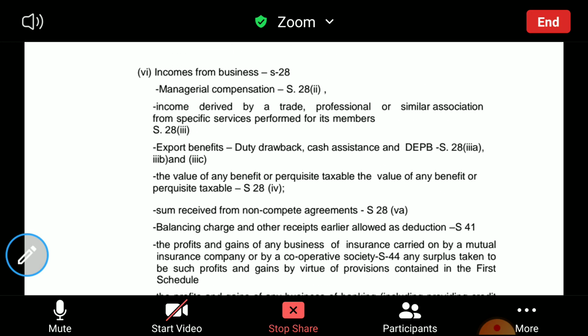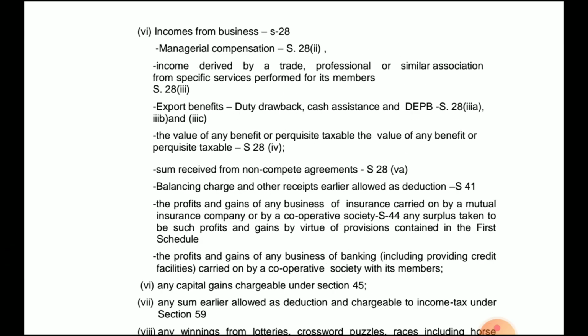Now, similarly, the fifth point is income from business, which is said in section 28. This is also income, where you are getting income by managerial compensation, right? Any compensation you received under income from business, which is said in section 28, subsection 3. Then income derived by trade, profession, or similar association from specific services performed for its members. If you are getting any income by trade, by profession, or by some similar activities or association for performing something, even that is also treated as an income.